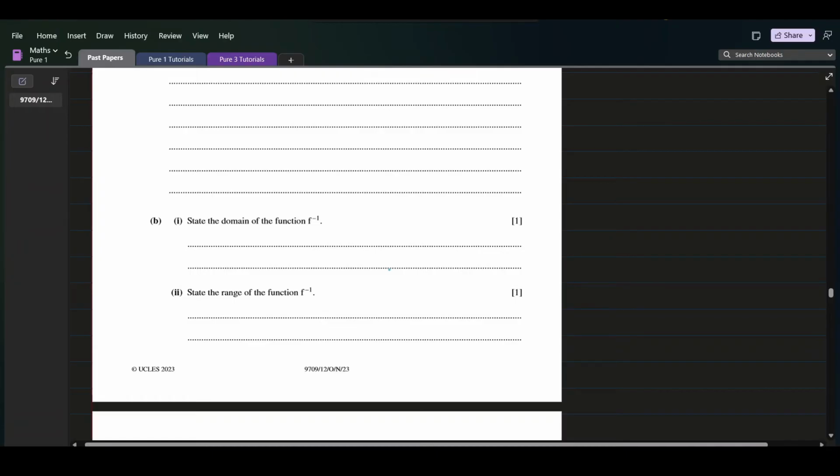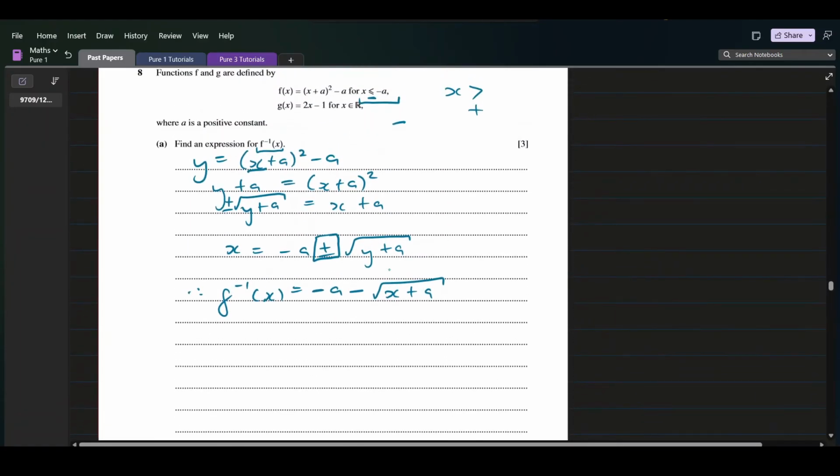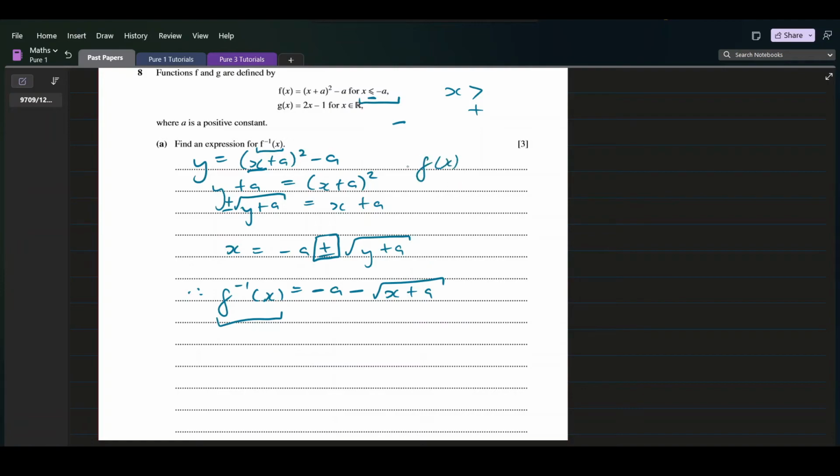B part 1 states the domain of the function f inverse of x. So the domain of the inverse function is the range of the original function. So we know that our quadratic f of x, if we were to draw the graph of y equals f of x, we are looking at a curve that's something like this. And then we have our minimum point being at negative a, negative a. So our coordinates here would be negative a, negative a.